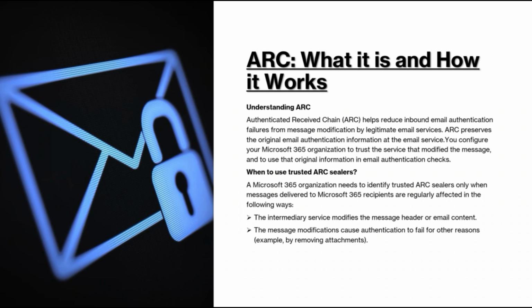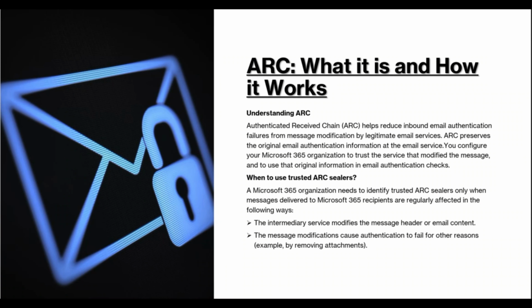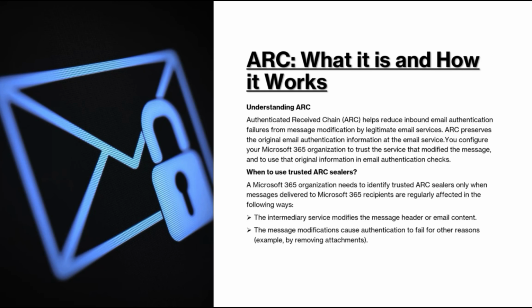So it can fail SPF because of the new message source IP address. It can fail DKIM because of content modification, and DMARC might fail because of SPF and DKIM failures. To overcome this, you can configure your Microsoft 365 organization to trust the service that modified the message and to use that original information in email authentication checks.